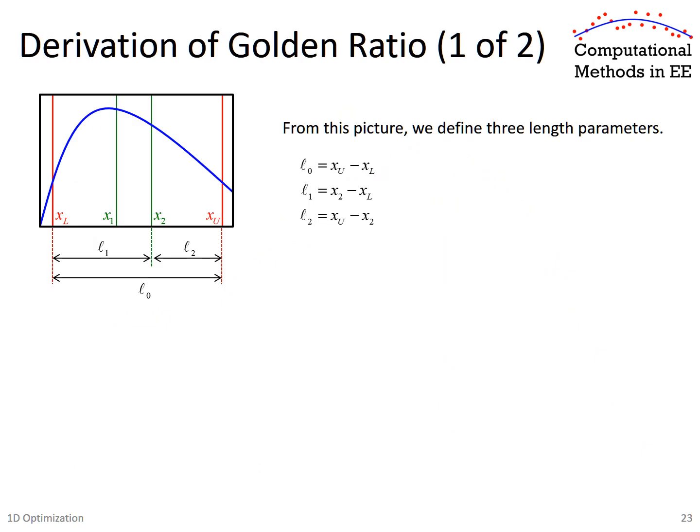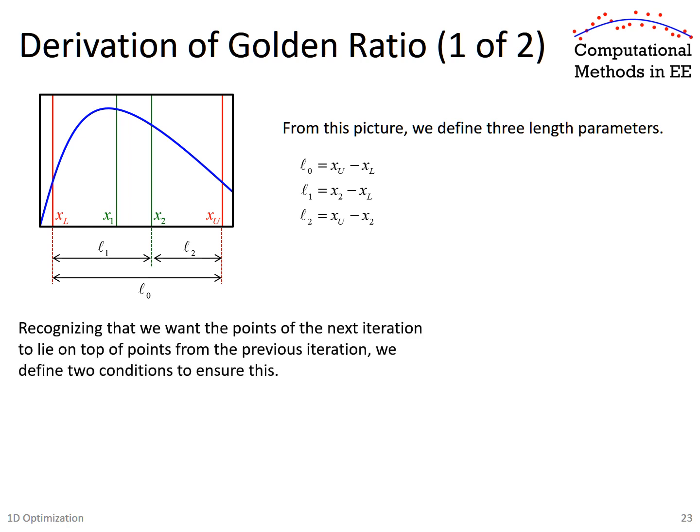Now let's derive the golden ratio in the context of this method. We lay out our upper and lower limits, and we will define the total span between the upper and lower limit as L sub 0. And then we have an L1 and an L2. We can define our L's in terms of our X values here. Okay, so that's the first step in this.